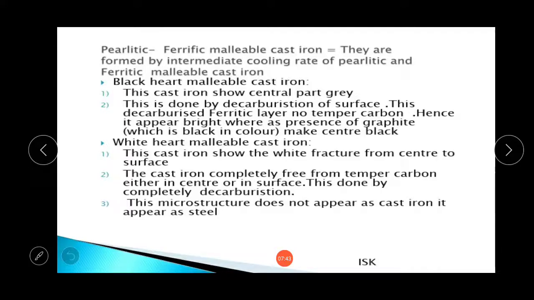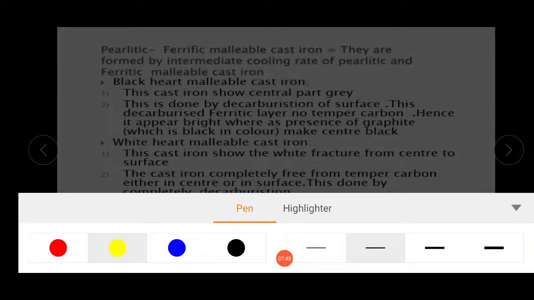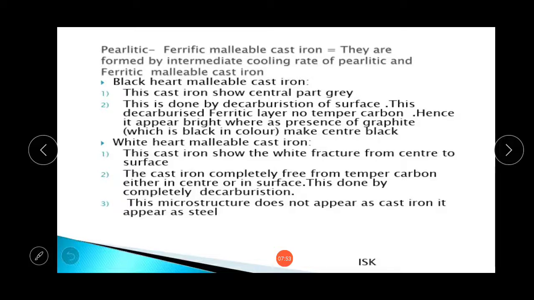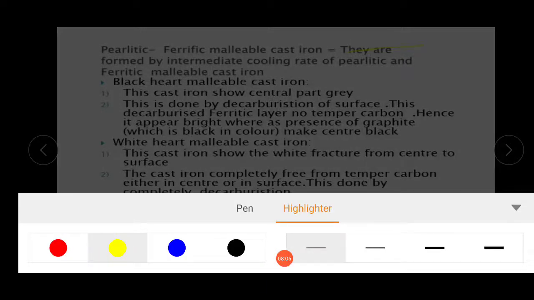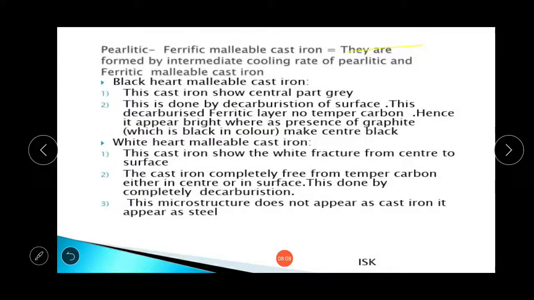Now we discuss pearlitic and ferritic malleable cast iron. What is meant by pearlitic and ferritic malleable cast iron and its production? They are formed by an intermediate cooling rate of the pearlitic and ferritic malleable cast iron.